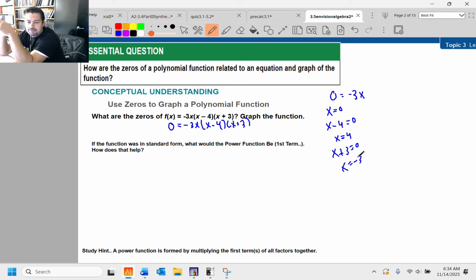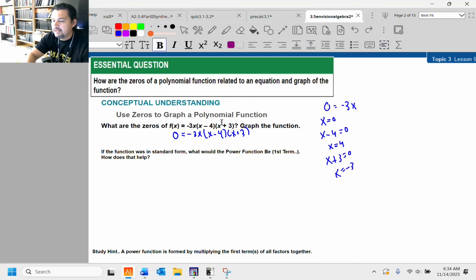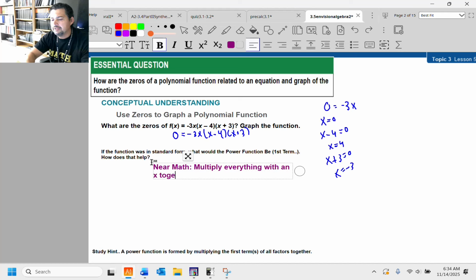All right, now, if the function was in standard form, what would the power function be, and how does it help? You don't have to do all the math, okay? You don't have to spend 20 minutes cranking out the distributive property and the double distributive property to figure this out. We're going to do some near math. We're just going to multiply everything with an x together. That's how we're going to form a power function. So our power function is going to be the negative 3x times the x in x minus 4 times the x in x plus 3, and that's going to give us negative 3x to the third power.